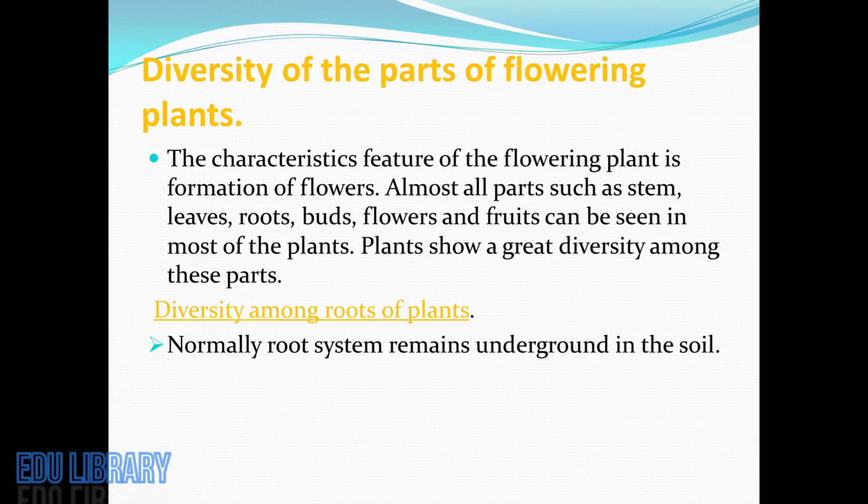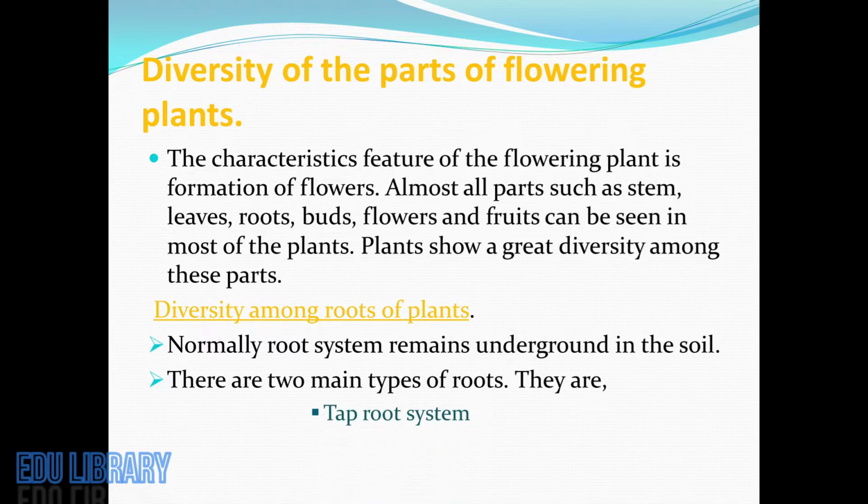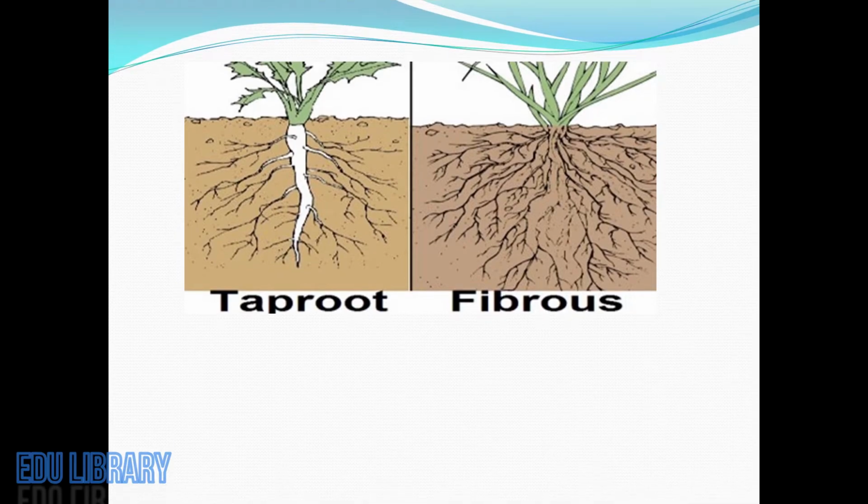Normally, the root system remains underground in the soil. There are two main types of roots. They are the taproot system and the fibrous root system. Some plants have a single large root which originates from the base of the stem. It is called the taproot. A large number of roots originate from the taproot. They are called lateral roots. This type of root system is called the taproot system.